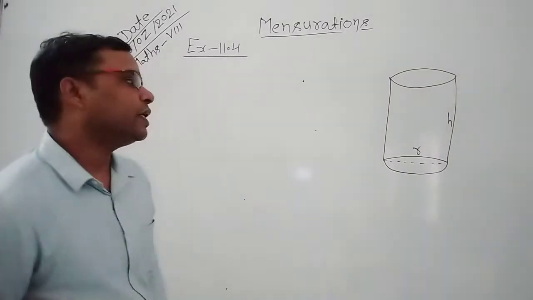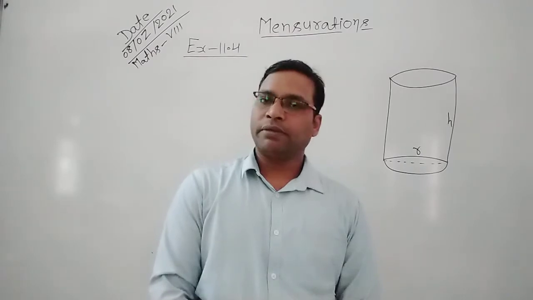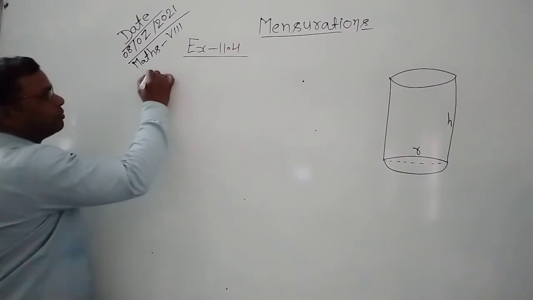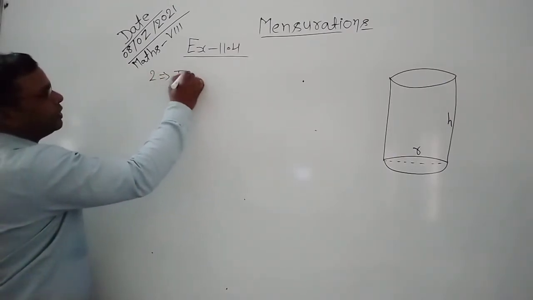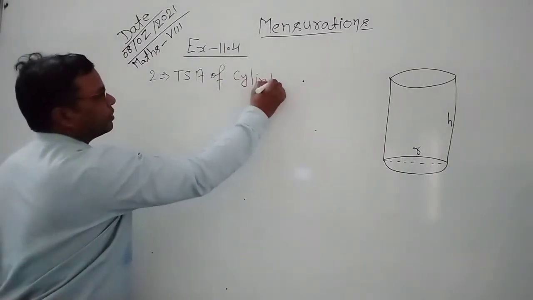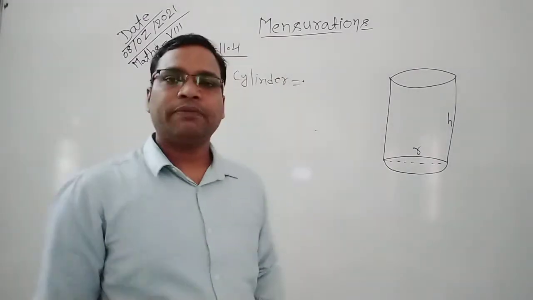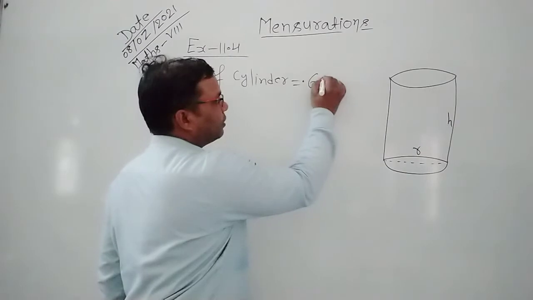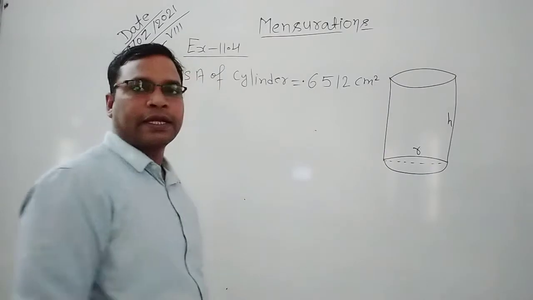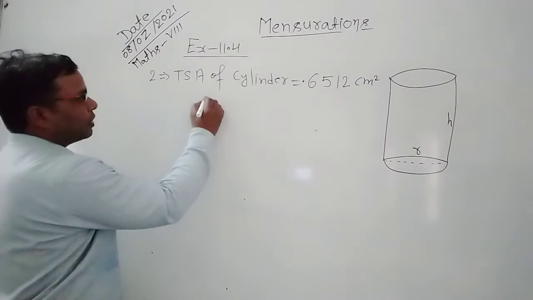So students, in this question what is given? First, the total surface area is given, TSA. TSA of the cylinder, this is question number 2, is equal to 6,512 centimeter square. Clear? But we know very well the TSA of the cylinder is equal to what?